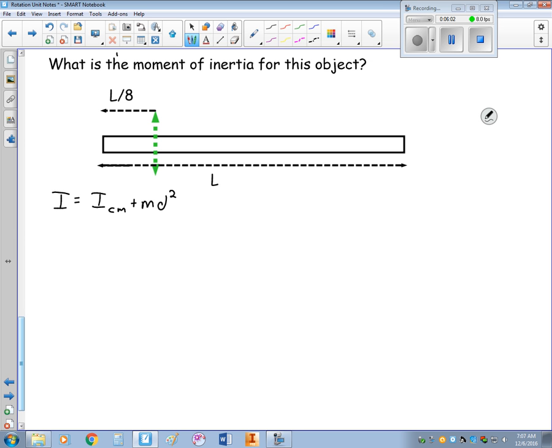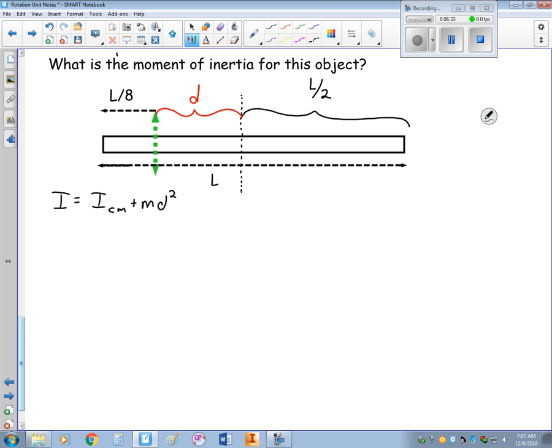So first off, I'm going to draw a line representing the center of mass. d is going to be this distance, the distance between where we're trying to rotate it and the center of mass. The rest of this length, as you might imagine, is going to be L over 2. You know, the center of mass for this rod is right at the center.